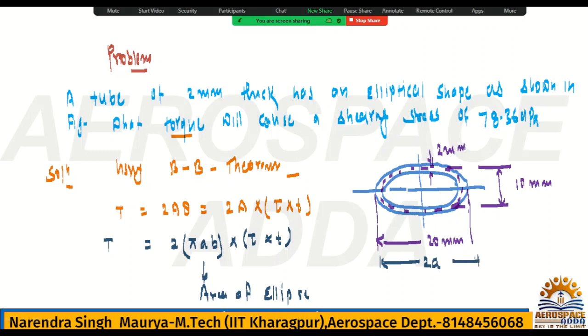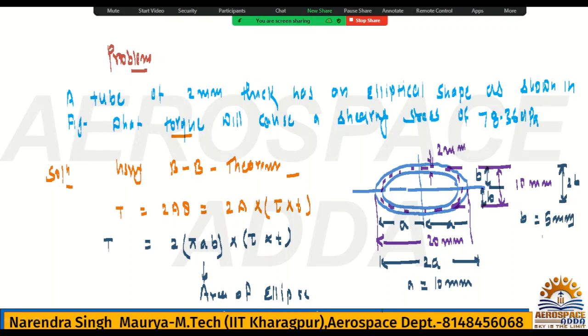You have heard of semi-major axis and semi-minor axis. Semi means this portion. This is a, and this is also a. You recall the ellipse. And this is the semi-minor axis b, so the total length is 2b. Always remember. So what is a here? A is 10 mm. What is b here? It is 5 mm.